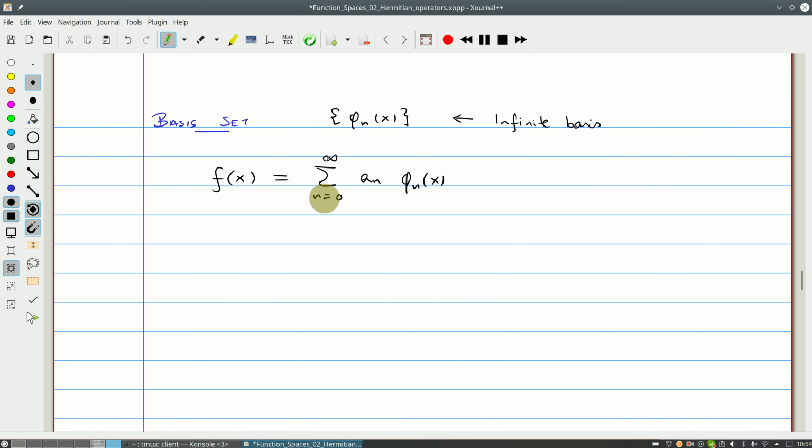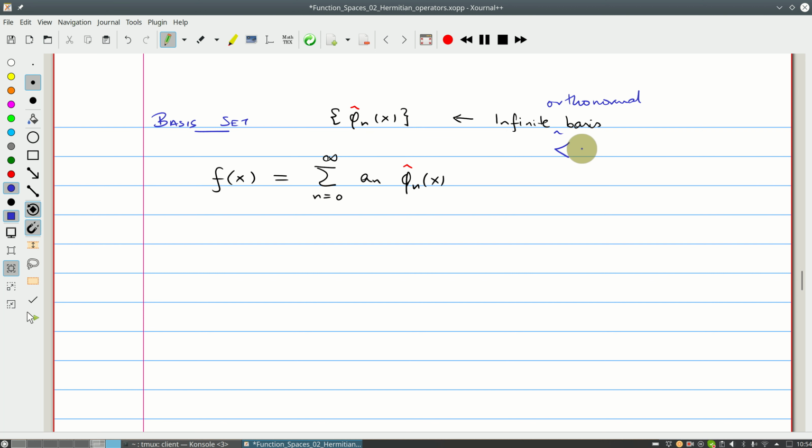And then what are the a_n's? To find out what the a_n's are, let's refine this basis a little bit. What we can do is always construct an orthonormal basis. So just to remind ourselves, what's an orthonormal basis? These functions, because they are eigenfunctions of a Hermitian operator, will be orthogonal, but we can also normalize them, so this is always possible.